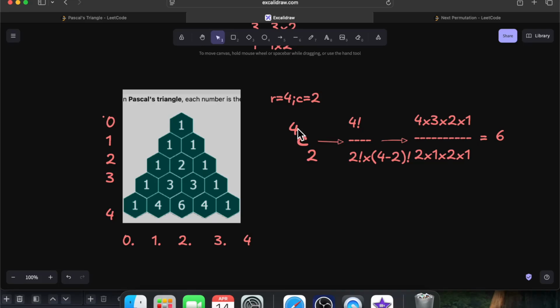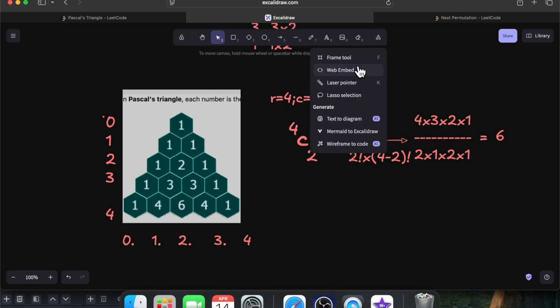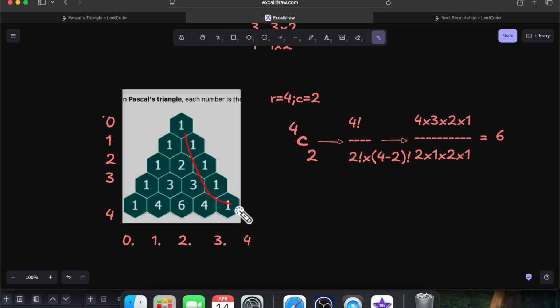Today's problem is Pascal's triangle. In this problem, you can observe there is a pattern. Initially, the first position of the Pascal triangle will be 1, and the starting and ending positions of every row will also be 1. You can observe here from this diagram, this position and this position are all ones.